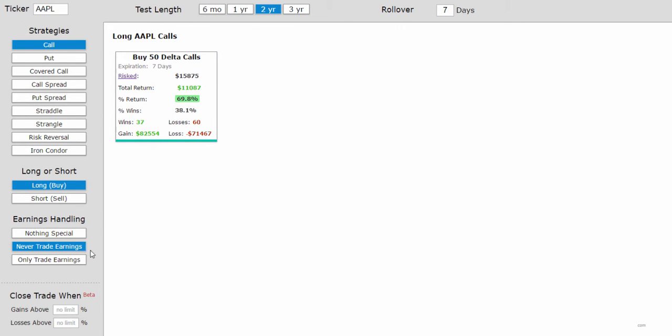Just to make sure that I'm not crazy, sometimes I just click on only trade earnings and I should see negative numbers. Yeah, there it is. So clearly I want to avoid earnings in Apple if I want to buy a weekly call.